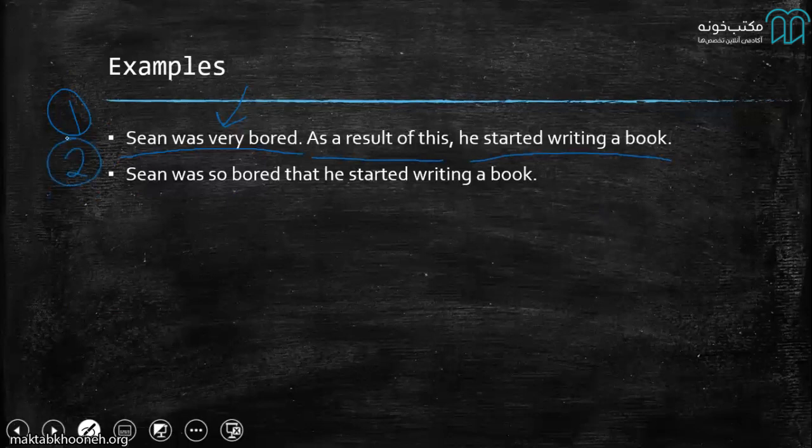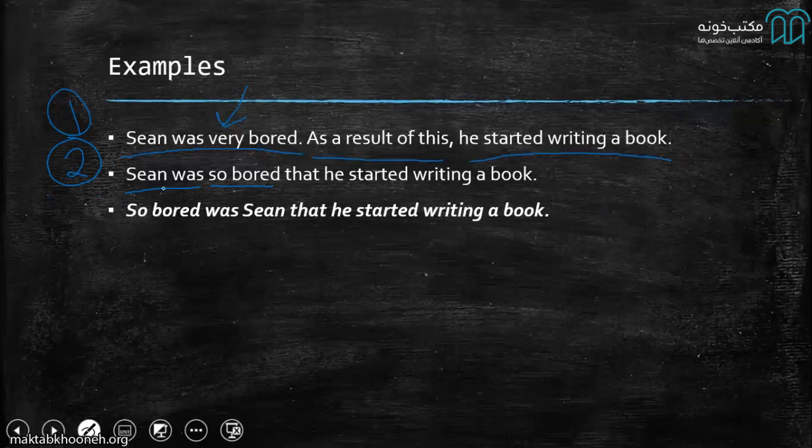And then to make that inversion happen, I'm going to go to the third step, and it's going to be what? I'm just going to take the so bored and put it first, and then say was, and then say Sean. That's it. So like this. So bored was Sean that he started writing a book. Very easy. That would be step 3. Now the next example, I'm just going to quickly take you through it. Just see how it happens or how it works.